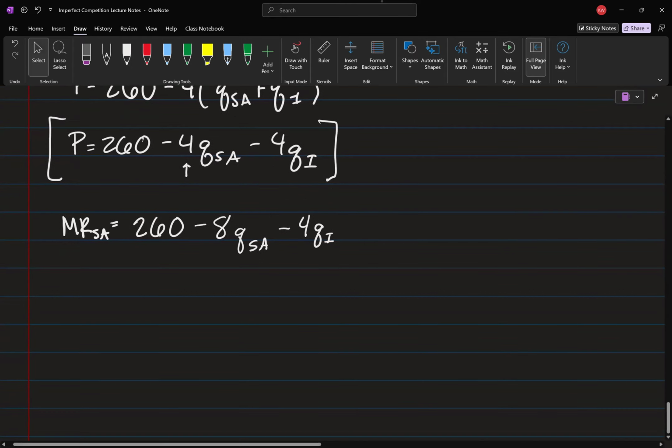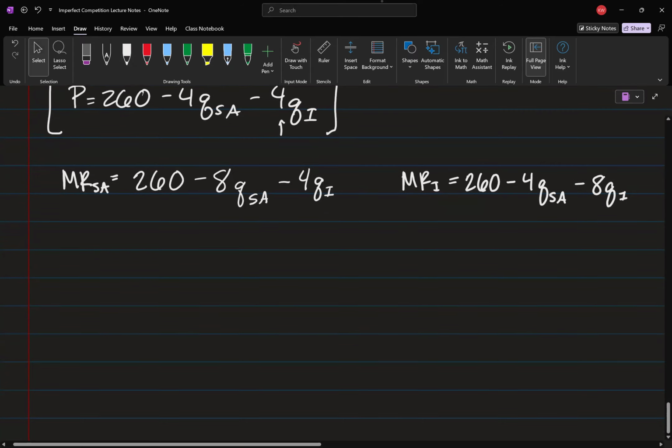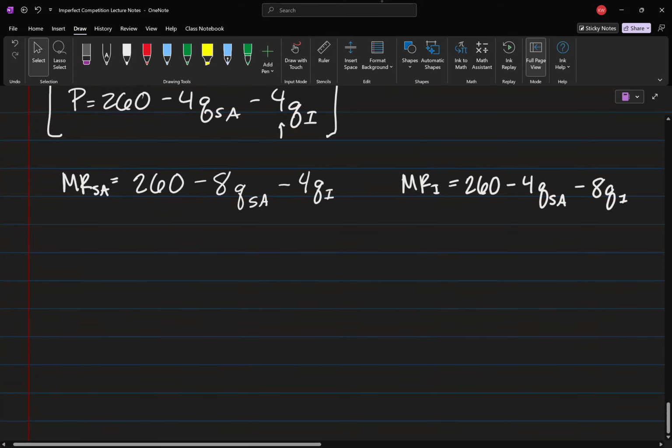Okay, we're going to do the same thing for Iran. For Iran, when we find their marginal revenue, we're going to double the coefficient modifying their output variable. So we get that Iran's marginal revenue is equal to 260 minus 4 times the quantity produced by Saudi Arabia minus 8 times the quantity produced by Iran. Notice again, we left the coefficient modifying Saudi Arabia alone, and we only doubled the coefficient modifying Iran's output variable.